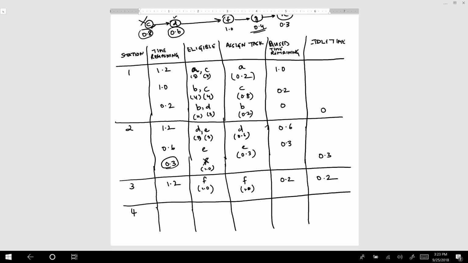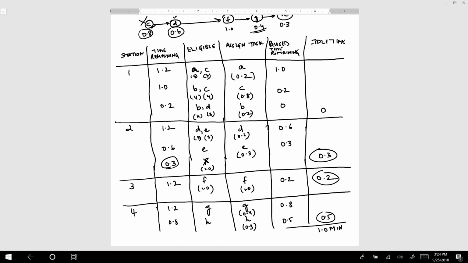So now I have again 1.2, and the eligible task is G. I will assign G, which takes 0.4 minutes, so I will be left with 0.8. And then with 0.8 minutes, I will assign H, which takes 0.3, so I will be left with 0.5. So this is how you assign the workstations. The total idle time for this whole process would be 0.5 plus 0.2 plus 0.3, which is 1 minute.